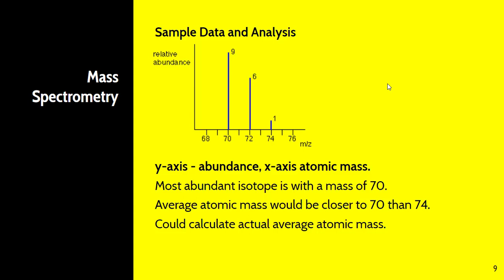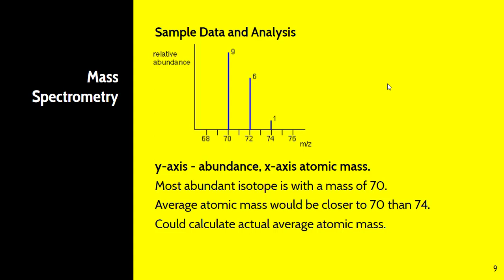We know based on this information that the average atomic mass would be closer to 70 than 74 because the relative abundance of the isotope with the mass of 70 is greater than that of 72 and 74. And then also based on this information, you could actually calculate the average atomic mass.